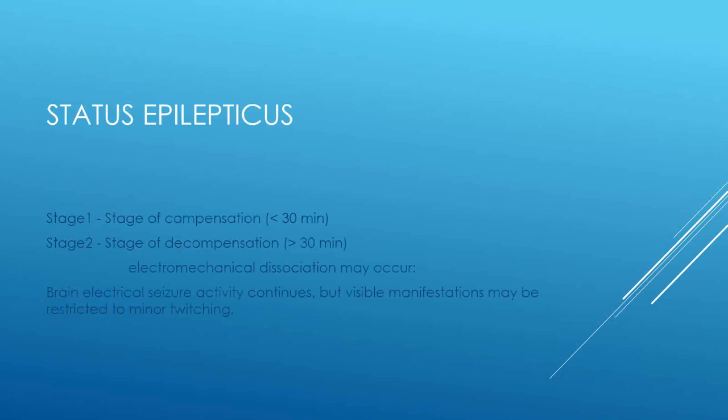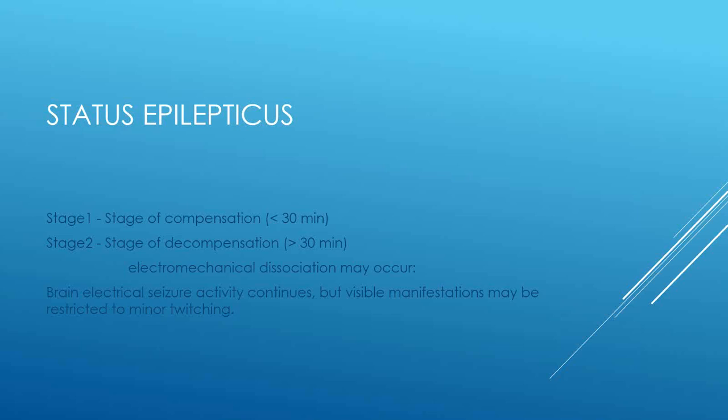Status epilepticus has 2 stages. Stage 1 is the stage of compensation, in the first 30 minutes of seizure. After that, when the seizure lasts over 30 minutes, we enter the stage of decompensation. That is because in the first 30 minutes, the body is able to compensate for all the demands that this ongoing seizure presents. The heart rate increases, blood pressure increases, respiration increases, but everything is compensated, everything is working fine, and the body is able to keep up with the increased demand.